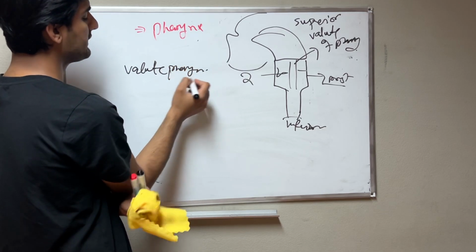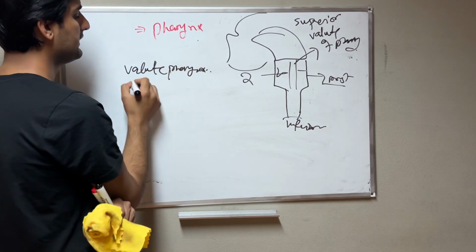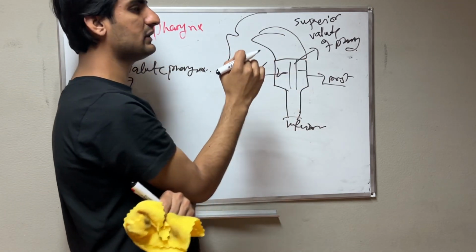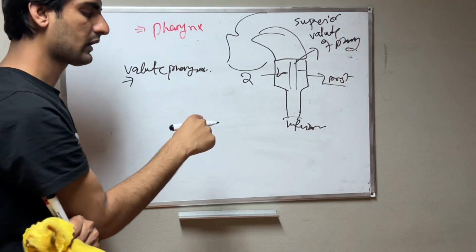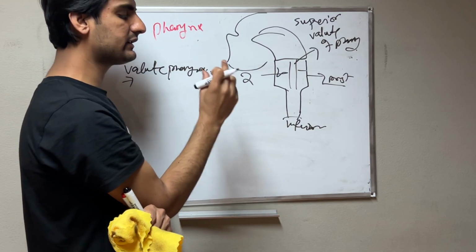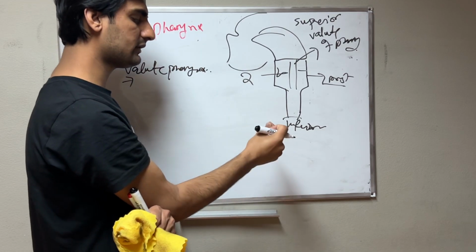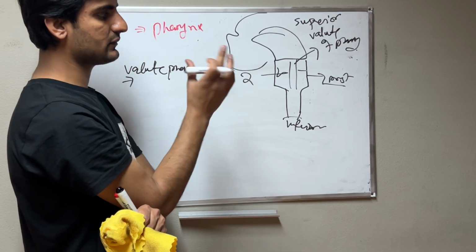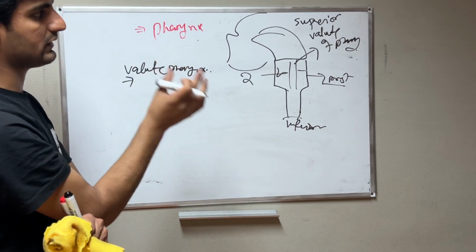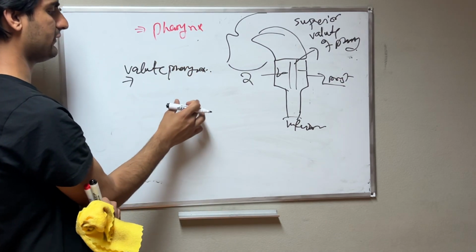Now, the vault of pharynx, you can also call it the fornix of pharynx. Superiorly, it connects with the pharyngeal tubercle, the inferior surface of the petrous part, and the medial plate of the pterygoid process. These are the connections in the superior part, and this whole combination is called the vault of pharynx.